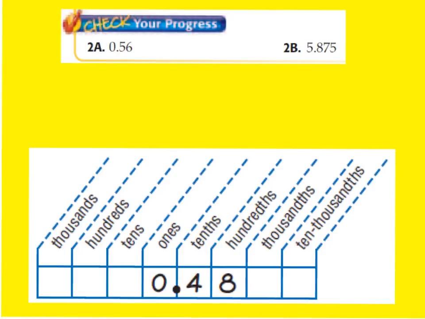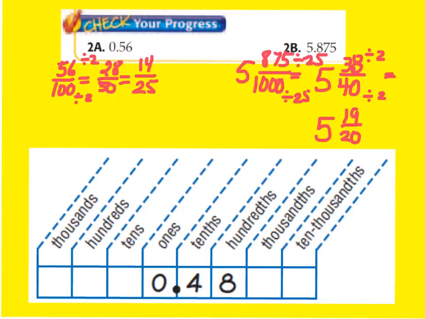Go ahead and pause the video. Write the following problems in fraction form. Make sure you reduce your answers and then play the video to check your answers. I've included the chart below so that you can see your place values as you're working. So go ahead and try it. Okay, and voila, here are our answers. Go ahead and check and see how you did.